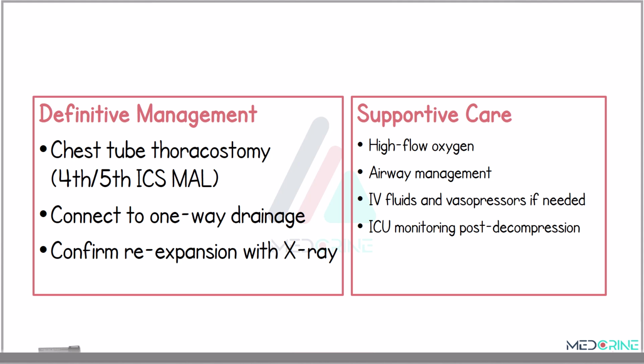In the supportive care of tension pneumothorax patients, you need to administer high-flow oxygen and manage the airway as needed, and for hemodynamically unstable patients, administer intravenous fluids cautiously and consider the use of vasopressors. Continuous ICU-level monitoring is essential post-decompression to manage the complications and evaluate lung recovery.